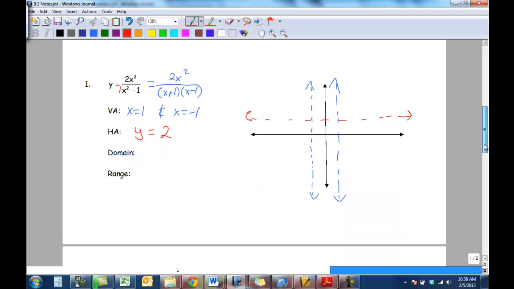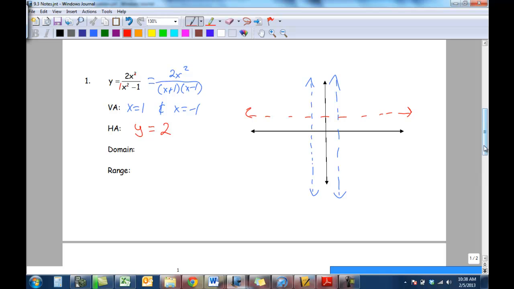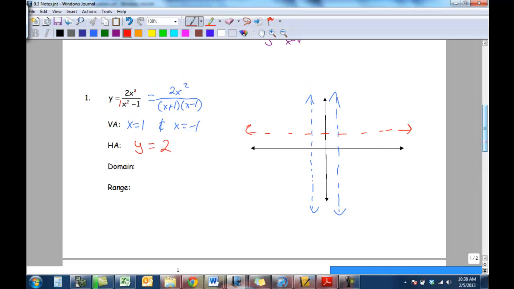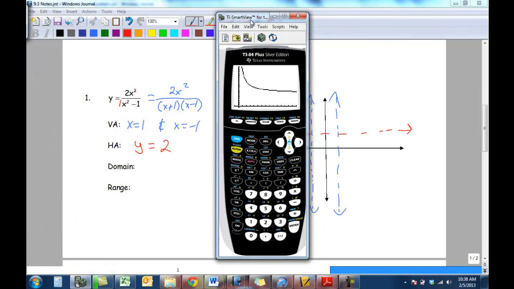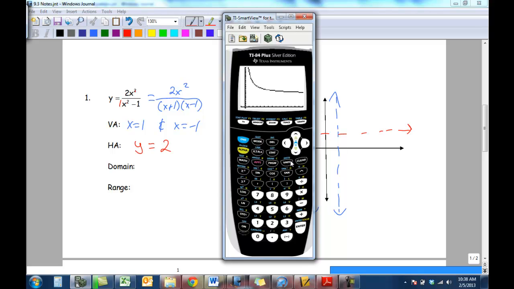All right, so look at this weird graph, right? Now, oh yeah, notice that I didn't give you a grid, right? I just gave you a coordinate plane, so it ain't got to be nothing fancy. We're just going to make a sketch. So let's pull out our calculator. Let's see what this looks like.